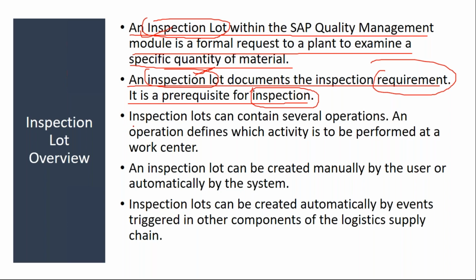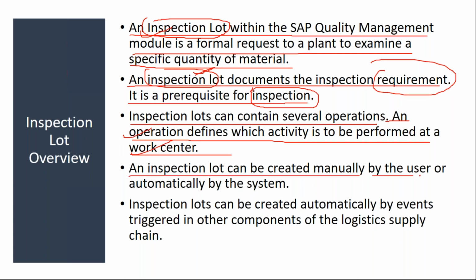Inspection lots can contain several operations. I will show you this in the system. An operation defines which activity is to be performed at a work center, so these operations can have a work center. Now the most important thing: an inspection lot can be created manually by the user or automatically by the system. So you have two methods of creation of inspection lot, either manual or automatic. We will see both in the system.